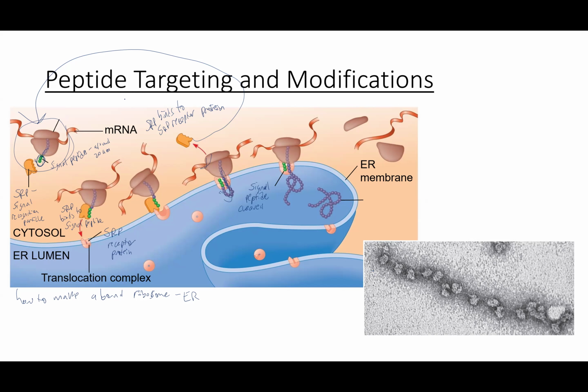You can see here, this is an electron microscope drawing showing you that this often happens all at the same time. So we have multiple ribosomes moving down the same mRNA and translating at the same time. So we can make a lot of proteins at the same time. We call this a polyribosome. So multiple ribosomes can do translation at the same time, and we can get a lot of protein product. So it's simultaneous translation.